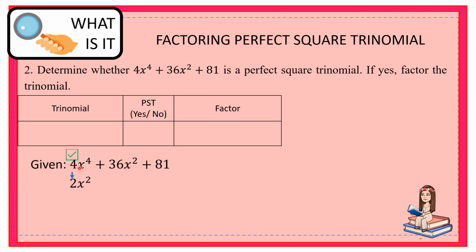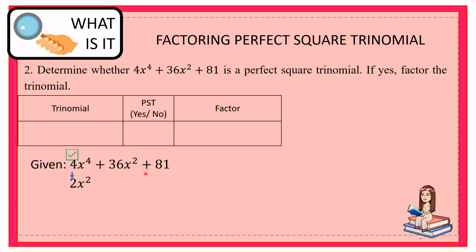Ma'am, ulit. Anong square root ng 4? 2. Anong square root ng x to the 4th? X squared. Paano po naging x squared? Diba, you divide only the exponent by 2. So, you copy x. 4 divided by 2 is 2. Okay? Next, third term tayo.